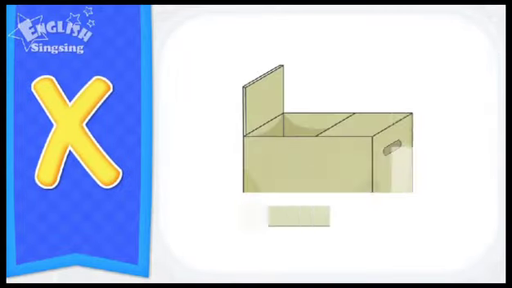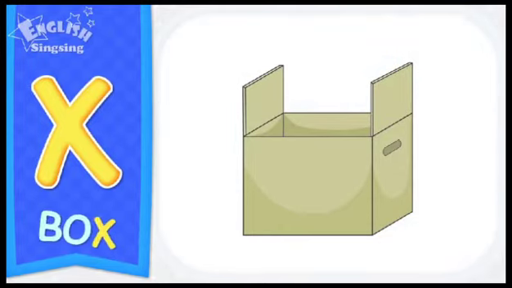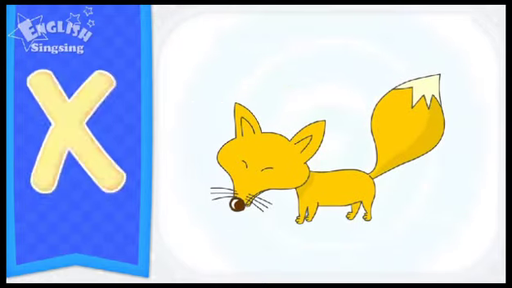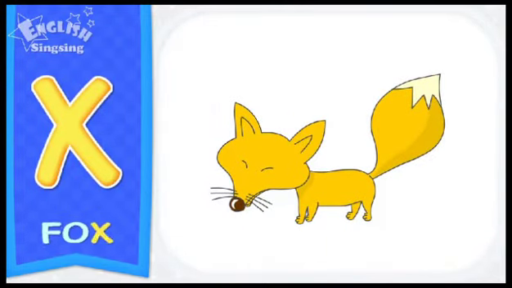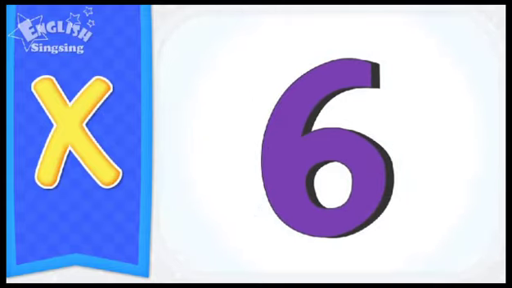Children, now let's learn some of the pictures or objects that start with letter X. X. Box. X. Fox. X. Six.